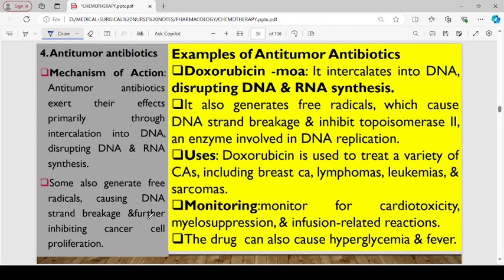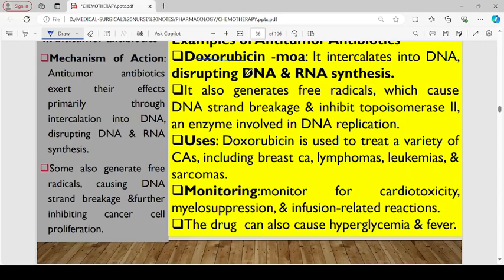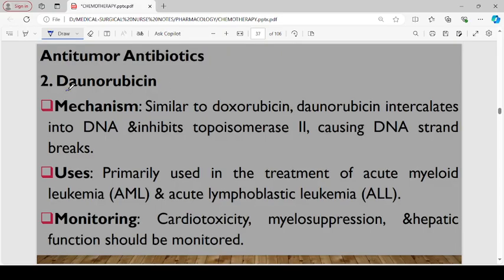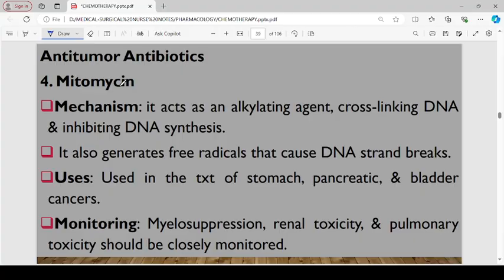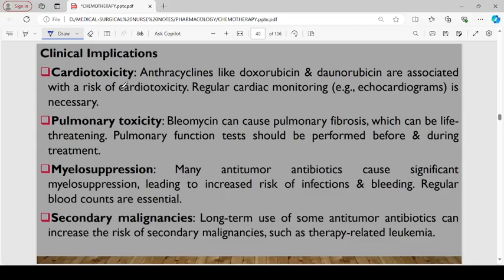The fourth class is anti-tumor antibiotics, and these drugs exert their effects primarily through intercalation into the DNA and disrupting DNA and RNA synthesis. Some also generate free radicals, and this causes DNA strand breakage, further inhibiting cancer cell proliferation. We have examples like doxorubicin as the first example. We also have daunorubicin, which is another drug. The third one is bleomycin, and mitomycin is also another drug.